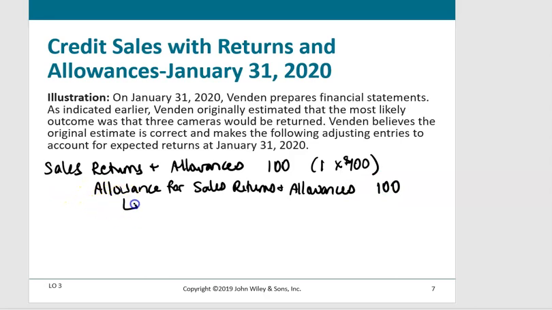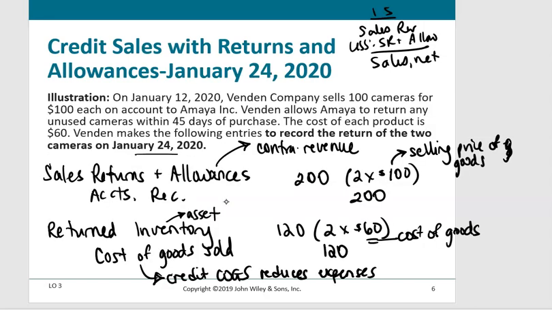So what is this account? A credit to allowance for sales returns and allowances. This account is a contra asset. And let's look back at the entry that we recorded when the customer actually did the return and we received the merchandise. We took that amount out of revenue and we reduced the accounts receivable. So we want to undo that.